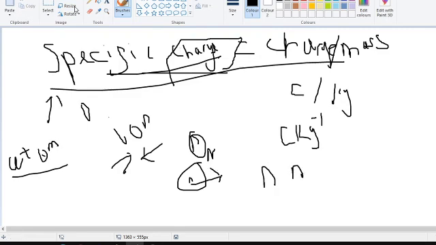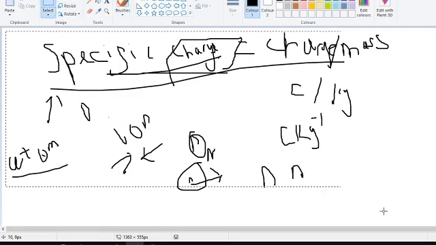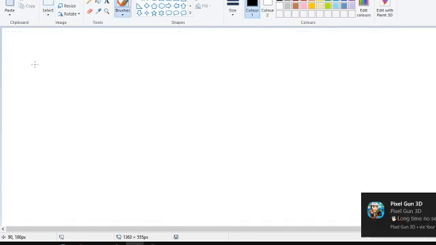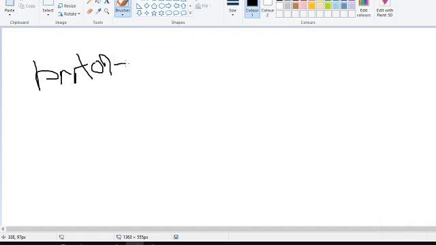So how do you use it? As you know or are learning, a proton has a charge of 1.6 times 10 to the -19, while it has a mass of 1.67 times 10 to the -27.